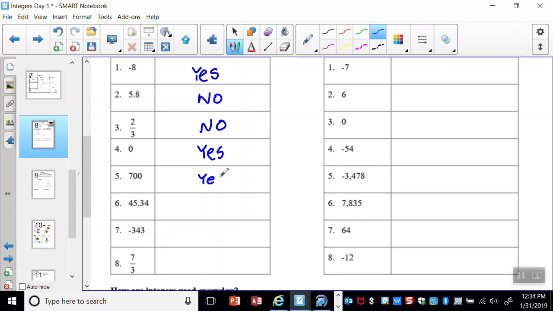700 is an integer. 45.34, this is not an integer. This is a decimal. -343, it is an integer. 7/3, it is a fraction, so it is not an integer.